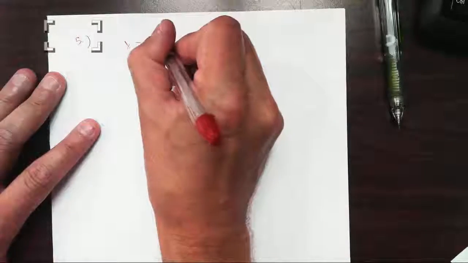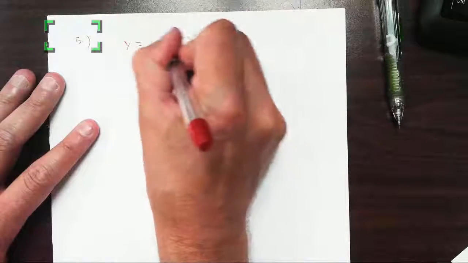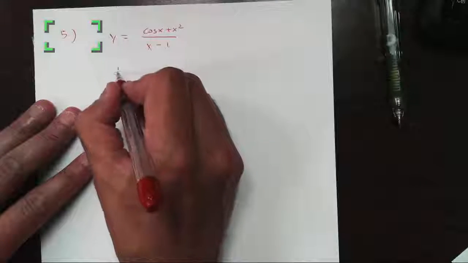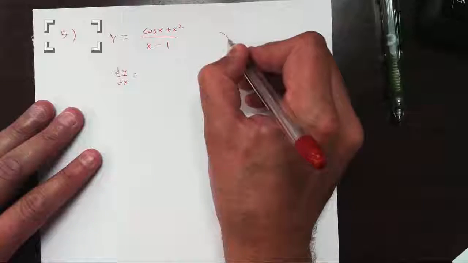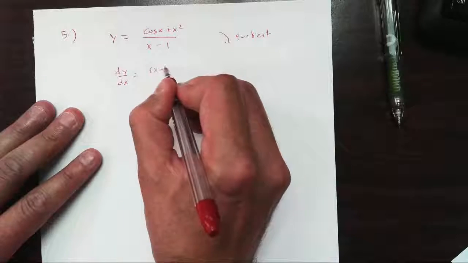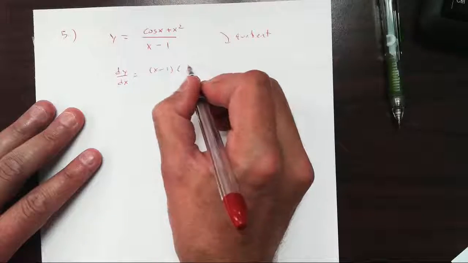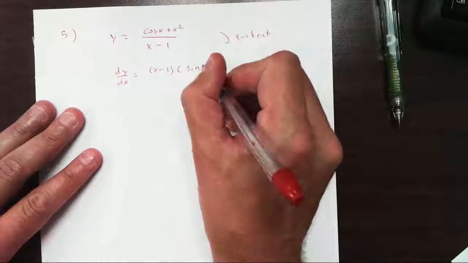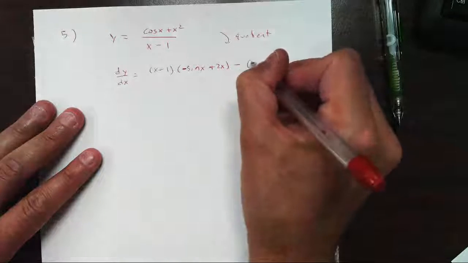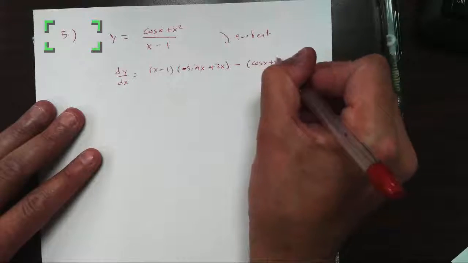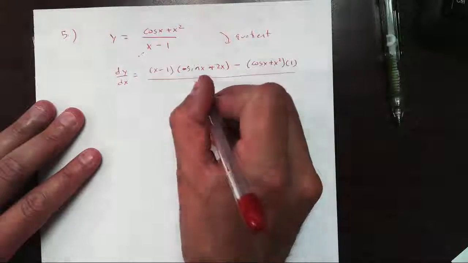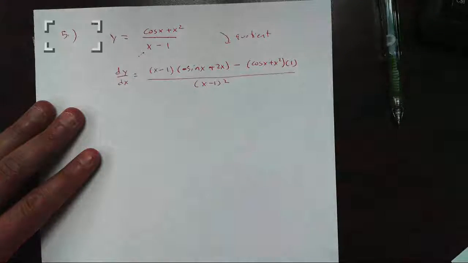Y equals cosine x plus x squared over x minus 1. Okay, so when I'm taking the derivative, it's again quotient rule because I'm dividing. So the rule says take the bottom, x minus 1, times the derivative of the top, negative sine x plus 2x, minus the top, cosine of x plus x squared, and the derivative of the bottom is just 1. All over the bottom squared, x minus 1 squared.